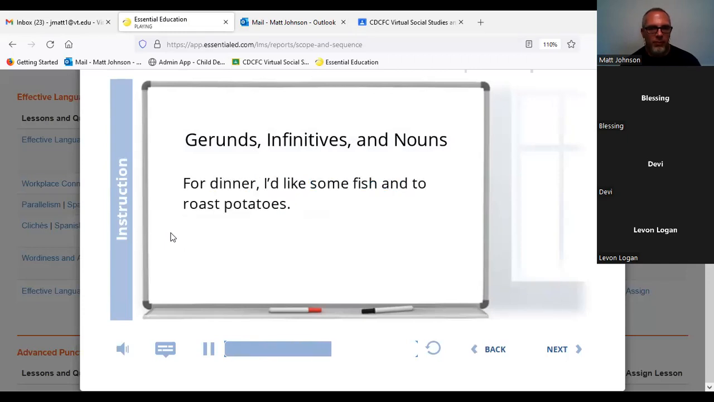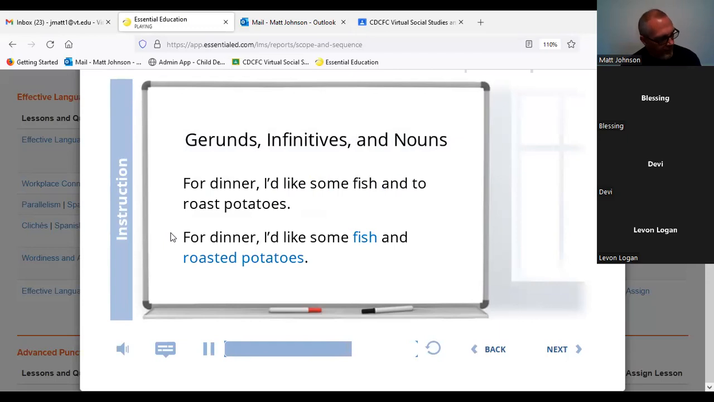For dinner, I'd like some fish and to roast potatoes. It's better to just use nouns instead of a noun and an infinitive. For dinner, I'd like some fish and roasted potatoes.